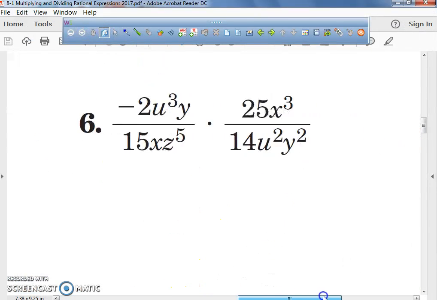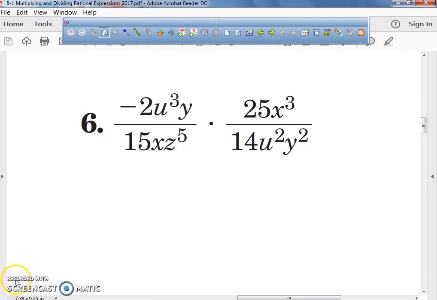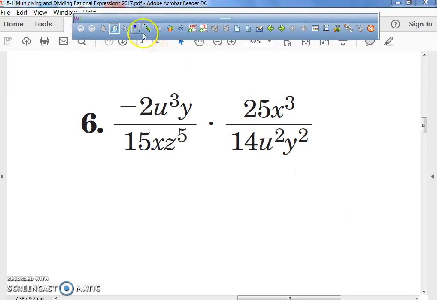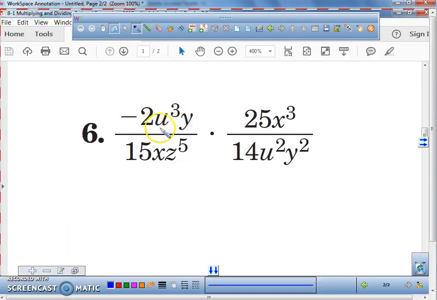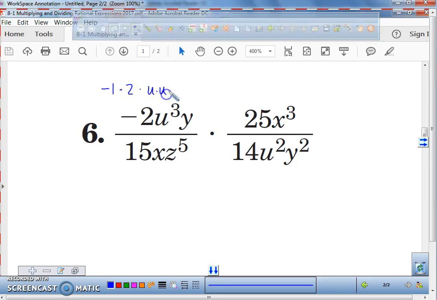Moving on to problem number 6. Write that down in your journal exactly as it appears, and we'll show you how to do it. All right, let's do number 6. Right now, what I'd like you to do, simply break this down into its prime factors. Call it a negative 1 times 2 times a u and a u and another u and over. There you go. Right here, a negative 2u cubed, y is equal to this.